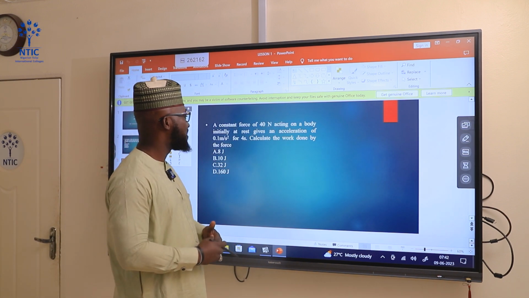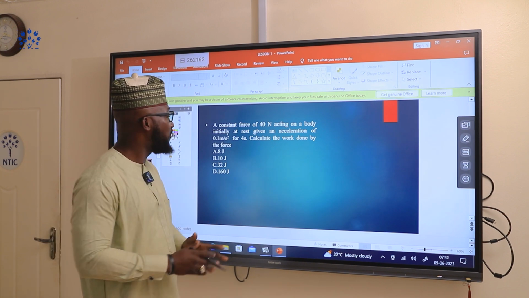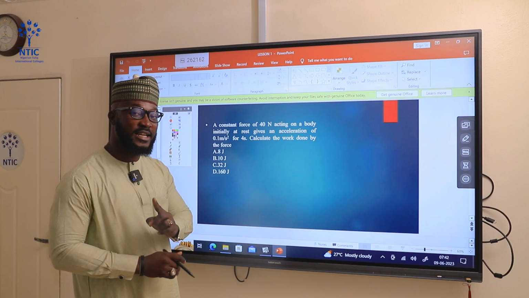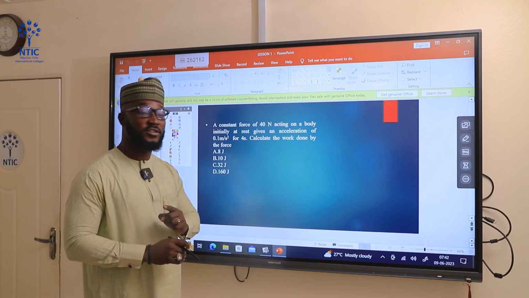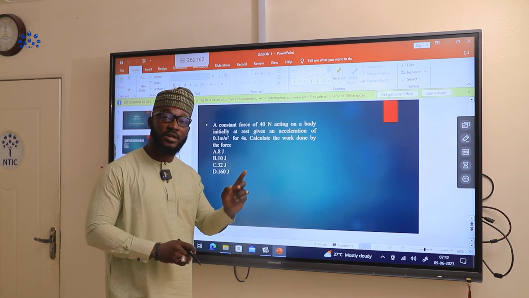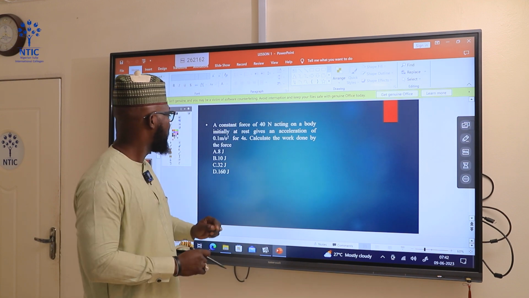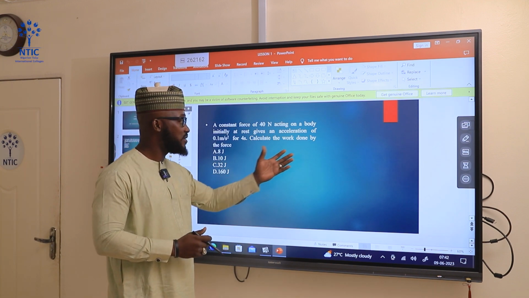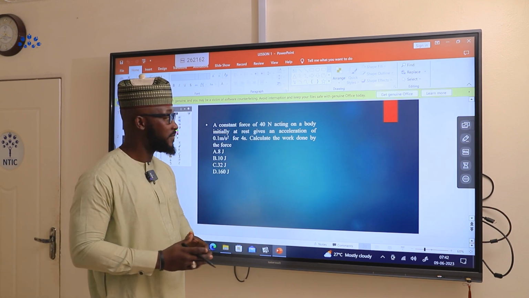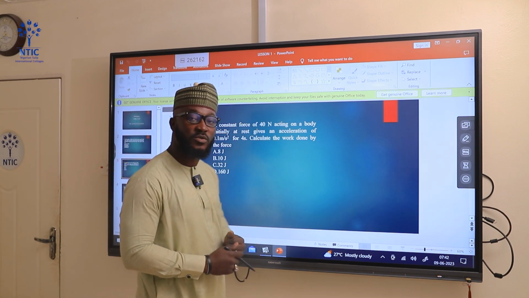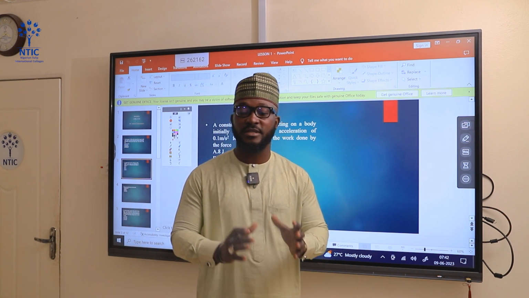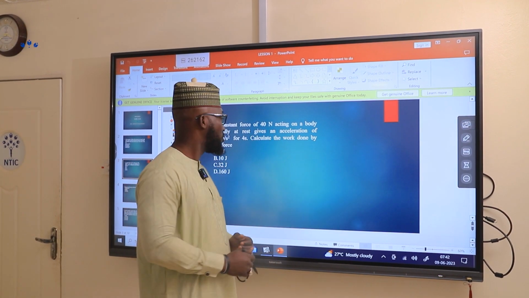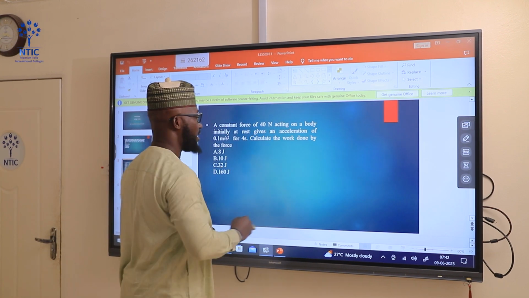The next question says, a constant force of 40 Newton acting on a body initially at rest gives an acceleration of 0.1 meters per second squared for 4 seconds. Calculate the work done by the force. Before we dive into this question, we need to first sort out the information given to us. We need to find the data. So let's take the data out.